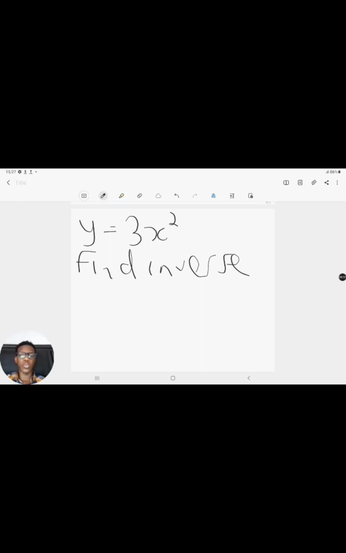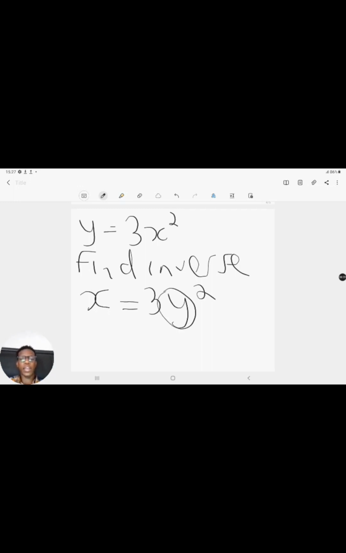So where you have an x, you put in a y. Where you have a y, you put in an x, and then you make y the subject of the formula so that you can work with the equation easily. So the inverse of this equation: where you have a y, you put in an x. So x is equal to 3y squared. That's all you do.